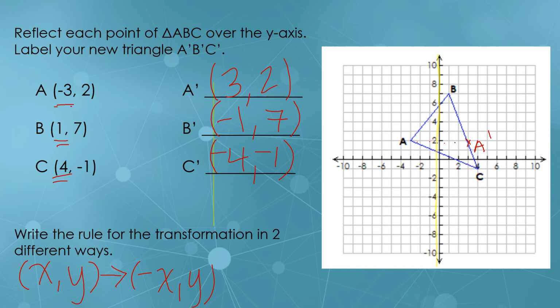From B to the y-axis is 1 unit, so if you count 1 unit in the opposite direction, that would be -1, 7. Again, the same point we got with the rule. And then for C, it's 4 units away, so if we count 4 units in the opposite direction, that puts us at -4, -1, which is the same point we got.